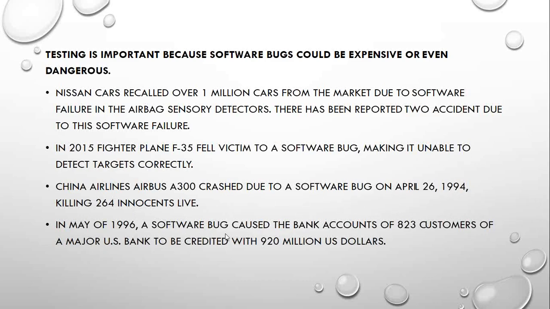So like that, testing of software is very, very important. Whether it is banking applications, if you take, in 1996 a software bug caused the bank accounts of 823 customers of a major US bank to be credited with 920 million US dollars. So we need to fix the errors before it goes to production.